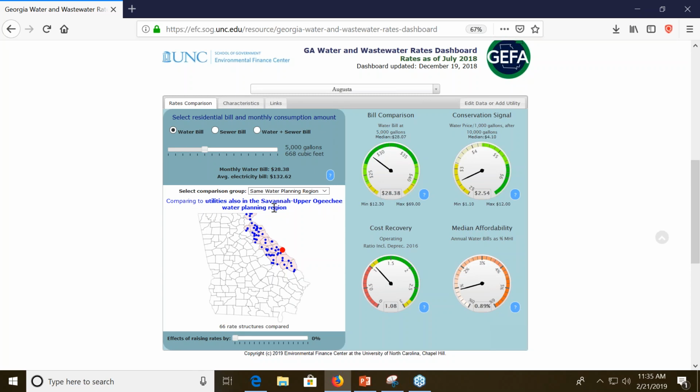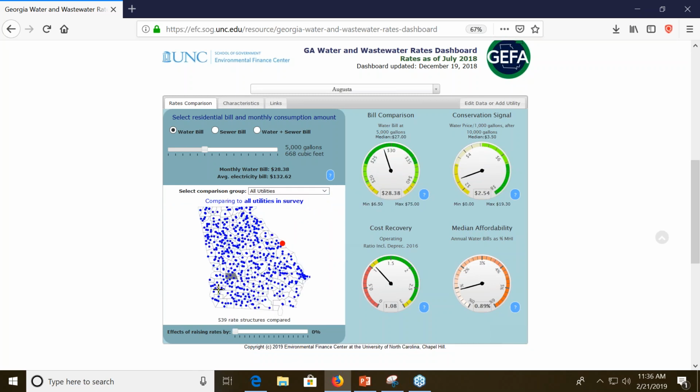So compared to this water planning region, they're a little bit lower than where they were in the median. They were kind of more up here. And so these two have stayed basically the same. They're still in the median. They're still not really promoting that much conservation. But this is where things can get interesting. I'm just going to switch it back to all utilities for a sec.